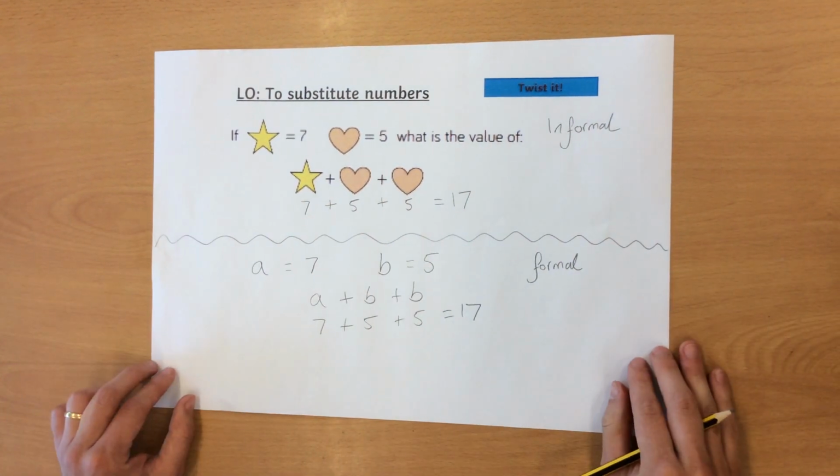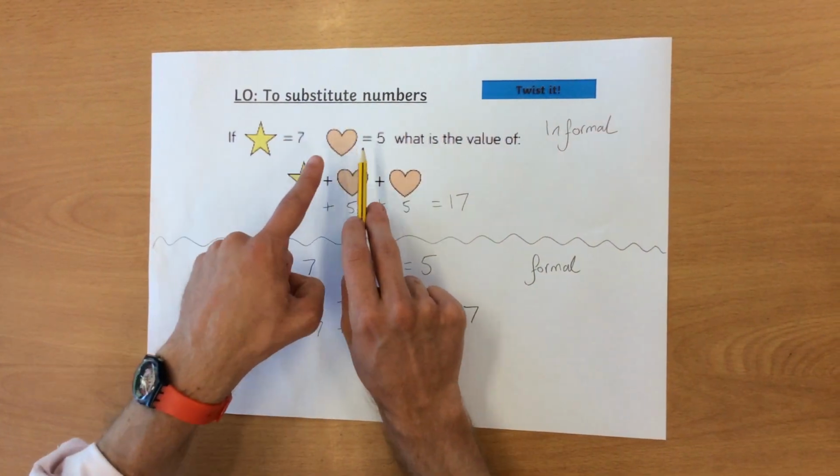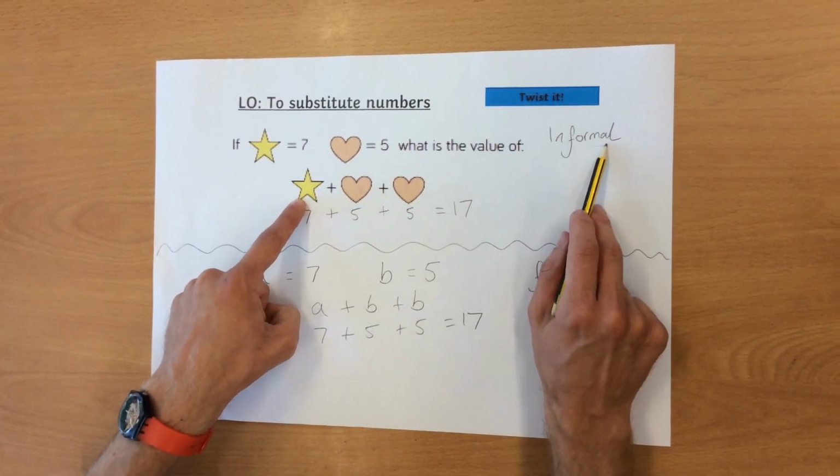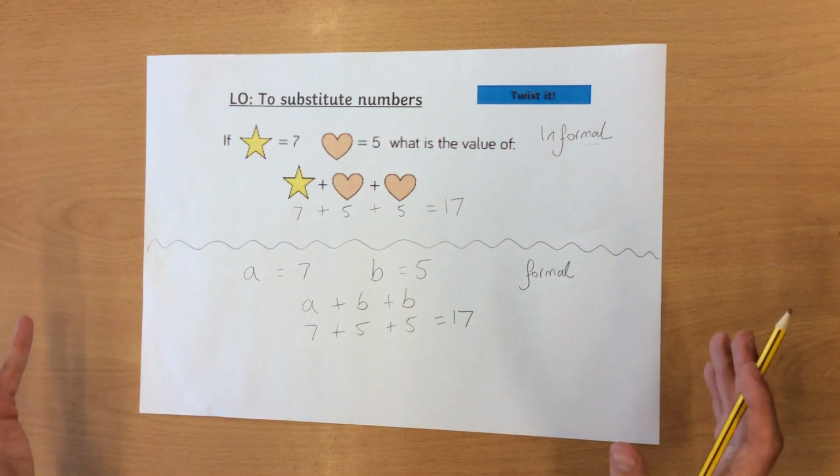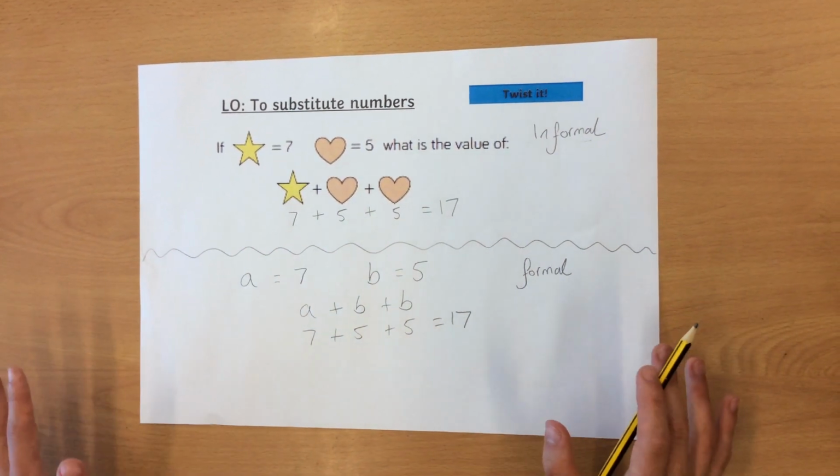So there we are, year sixes. That's how we substitute either symbols in an informal way or letters in a formal way as numbers to solve calculations.